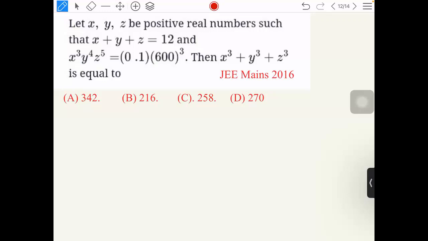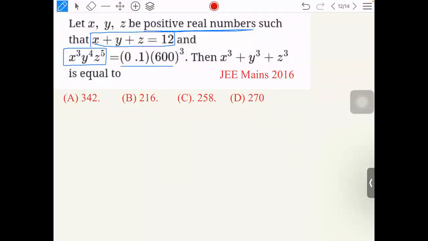Let me solve this question. This question is of JEE Main 2016 and based again on the concept of AM-GM inequality. So the question says that x, y, z are positive real numbers. Positive real numbers, then inequality or equality, it should give you a hint that the question may be from AM-GM inequality. Then x plus y plus z is given to us as 12. And this one is given as this big number.